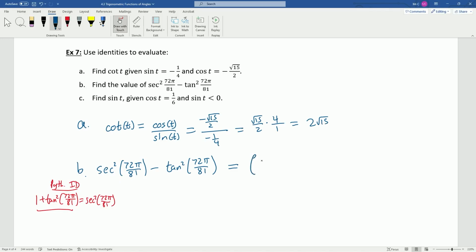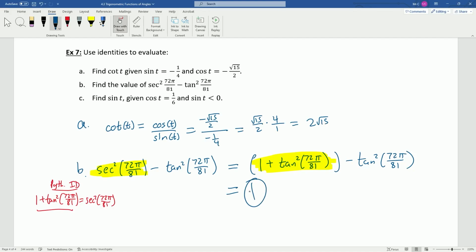So what do I get? I get 1 plus tangent squared of 72 pi over 81 minus tangent squared of 72 pi over 81. All I did was replaced secant squared here with 1 plus tangent squared. There's nothing tricky here. And then tangent squared minus tangent squared of the same angle cancel, and I just get left with the 1. So the answer here is 1.